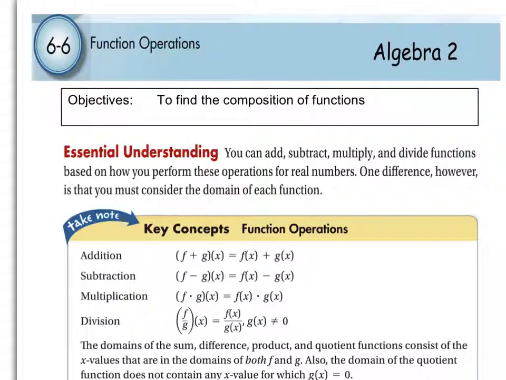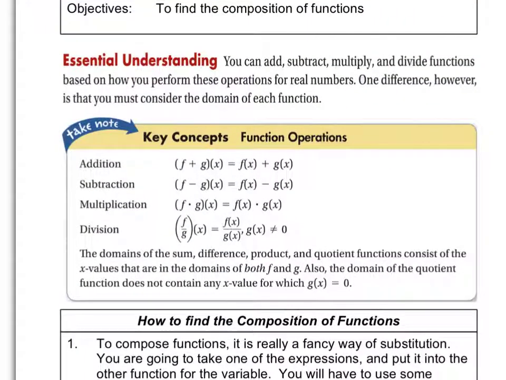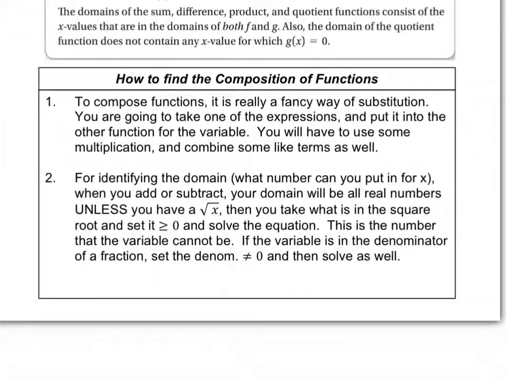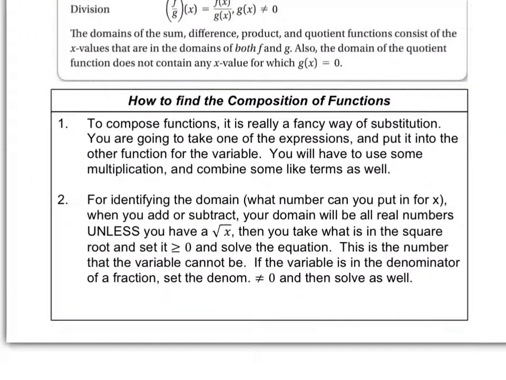You'll notice again this information up top is the same information that you've had on your other note sheets. The only thing that's different here is on the bottom. So we're going to talk about how to find the composition of functions. To compose functions, it's really just a fancy way of substitution. You're going to take one of the expressions or functions and put it into the other function for the variable.